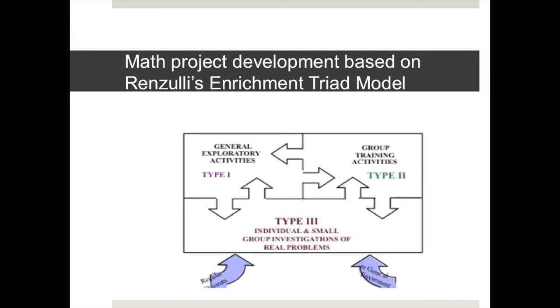Math project development based on Renzulli's enrichment triad model. Project Beam Kapilina no Eo students will also develop a math project in a small group or alone. The process follows Renzulli's enrichment triad model. As you see in the picture, the model includes three types of enrichment. Type 1 enrichment: general exploratory activities to expose students to a wide variety of disciplines, topics, occupations, hobbies, persons, places, and events that would not ordinarily be covered in the regular curriculum.